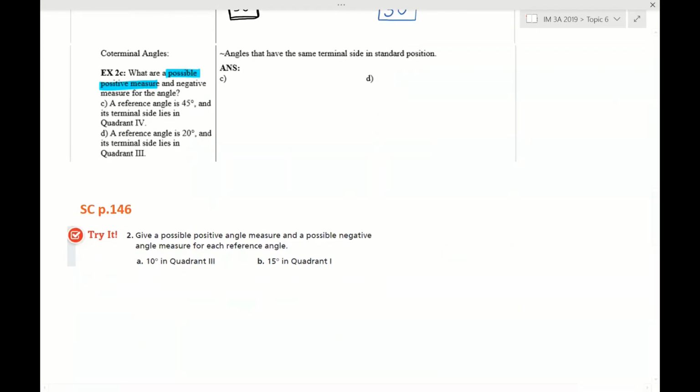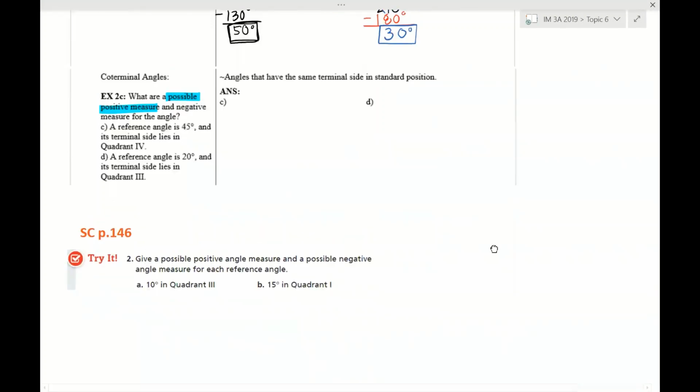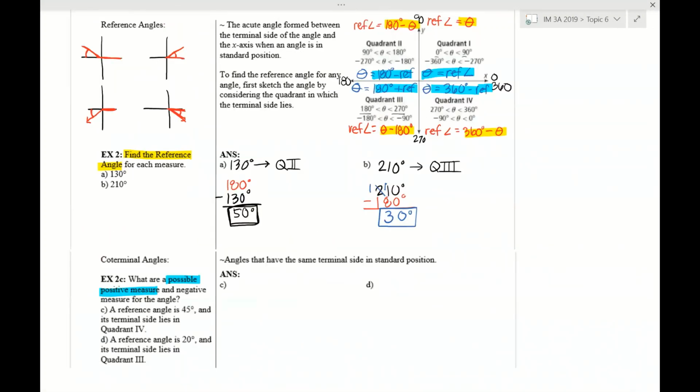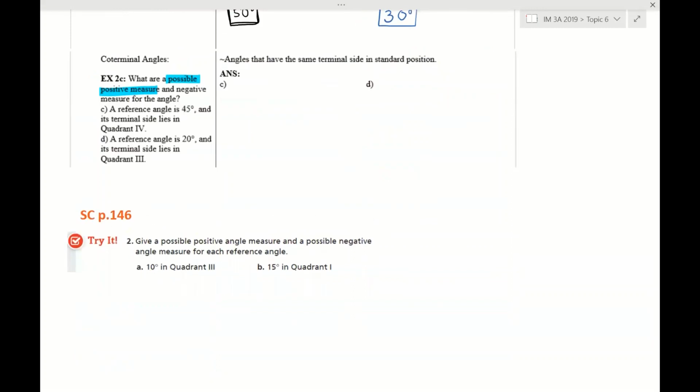Okay, so when a question is asking us what are the possible positive measure and negative measure for the angle, we're going to use the formulas that we wrote down just now for the positive angle. So our theta equals the ones that I highlighted in the same color, depending on which quadrant we're in. And so we're going to start with a quick sketch of the reference angle so we can connect to what this looks like.